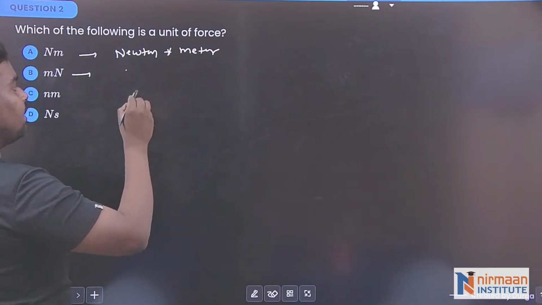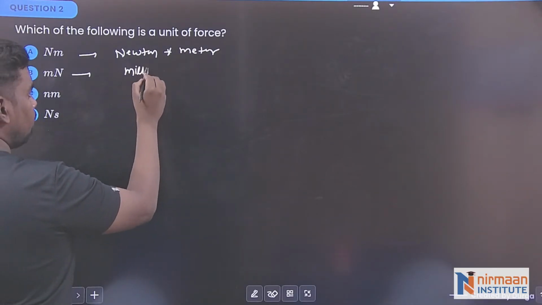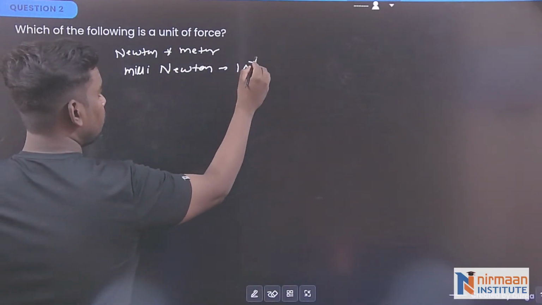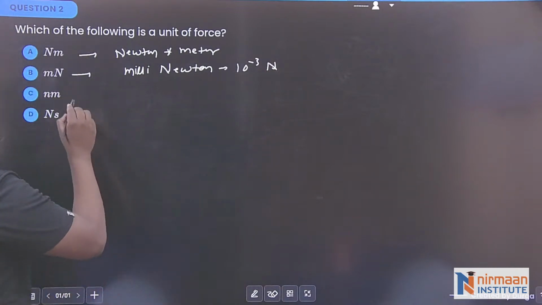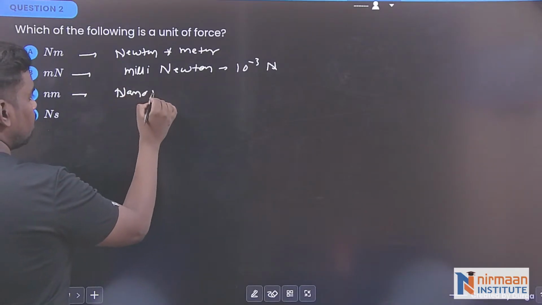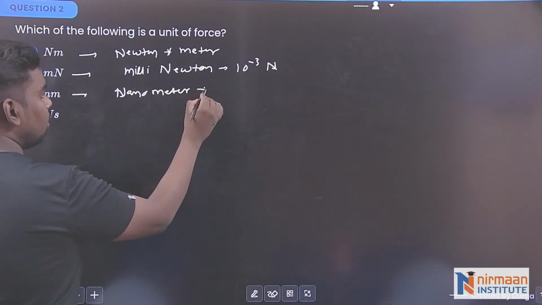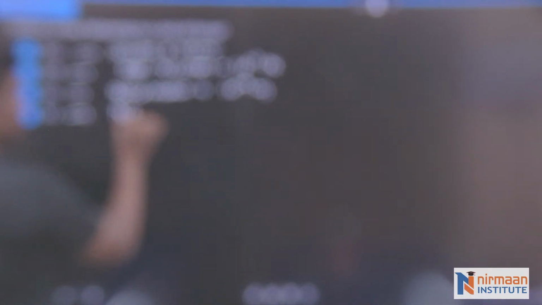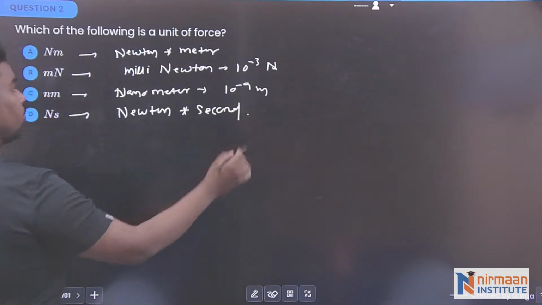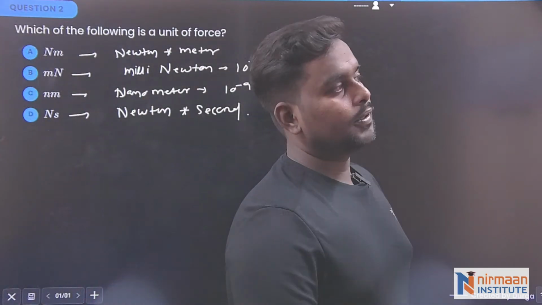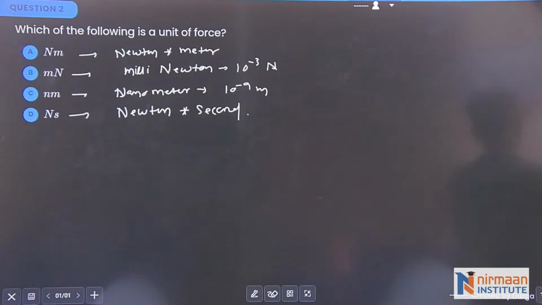M is what? Milli Newton. Milli means 10 to the power minus 3, so 10 to the power minus 3 Newton. N is what? Nanometer. Nano means 10 to the power minus 9 meter. And it's Newton into second. So tell me which would be the answer in the comment section, if anyone is live.